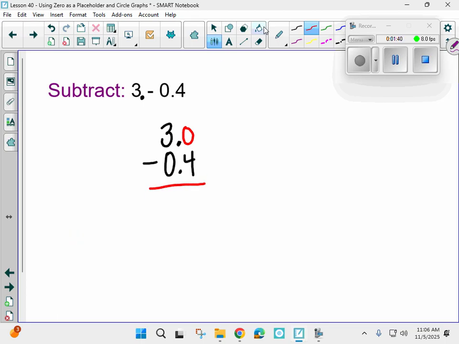And then I'm going to borrow from the 3 and make it a 2. So I have 10. And 10 minus 4 is 6. And 2 minus 0 is 2. And this lovely decimal right here goes in the middle, stays in the same spot. All right, so I get 2.6.